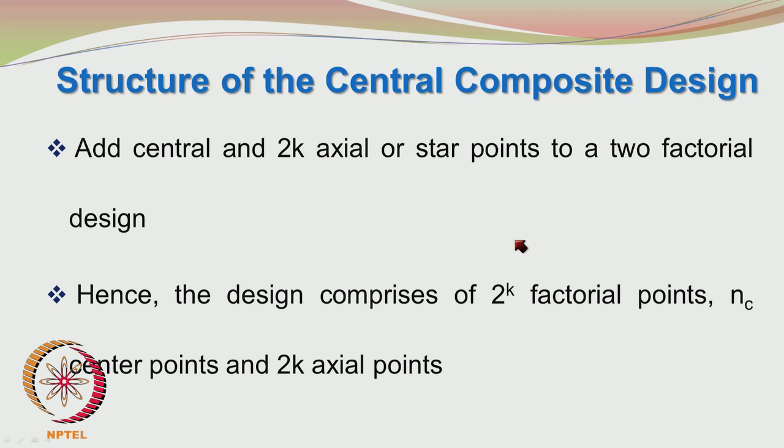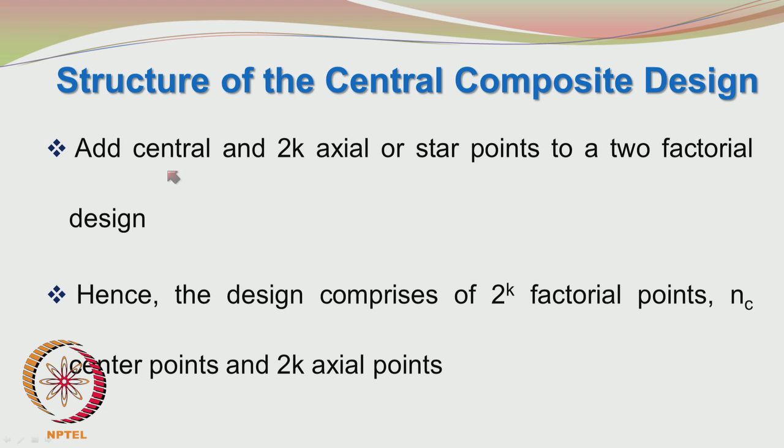What is the structure of the central composite design? So, we add center and 2k axial or star points to a 2-level factorial design. So, let us take a simple case of a 2-factor factorial design. First, we add center points. We have already seen the center points at the geometric center of the design space. They were used to not only get an idea about the experimental error, but also regarding the significance of the curvature in the response. And then on top of the center points, we also add points along the axis.